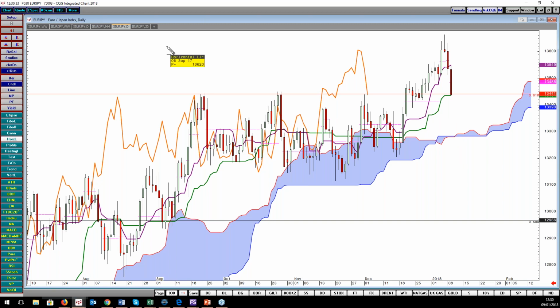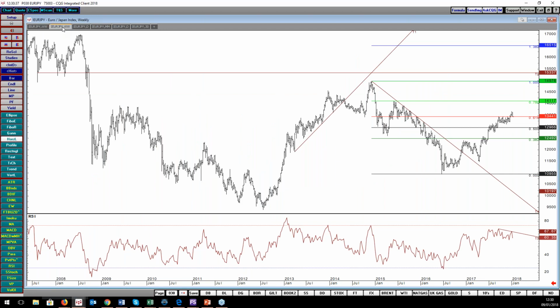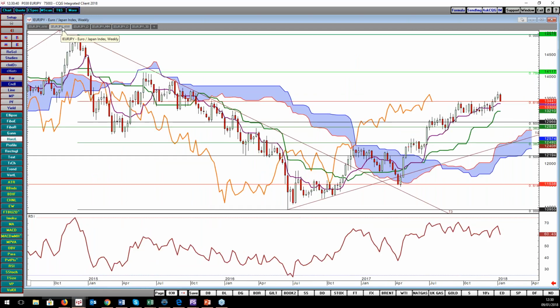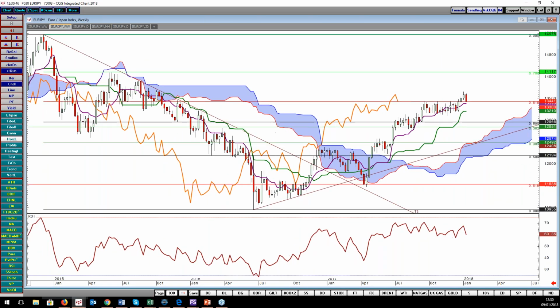Right, is there anything on the weekly Ichimoku chart that agrees with this? We're bullish on the weekly. Quite simply, the weekly Ichimoku chart is bullish, and very bullish really. And actually the cloud is right down here. The top of the cloud is right down here at 125. So a long way to go before the weekly chart hints at anything nasty.